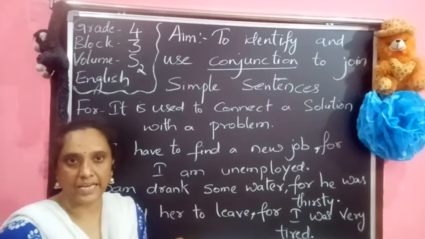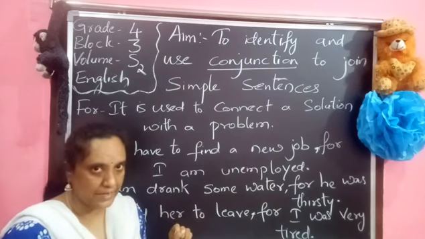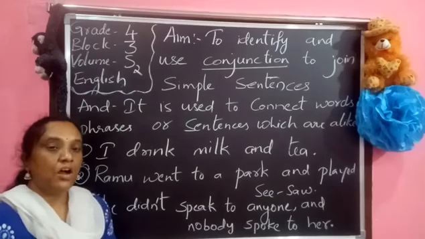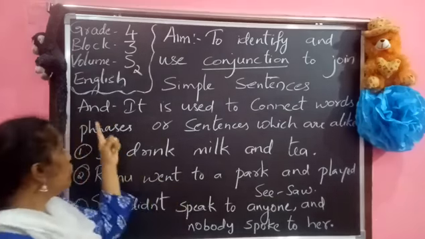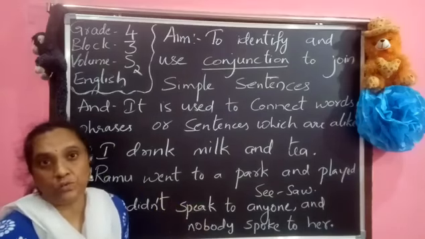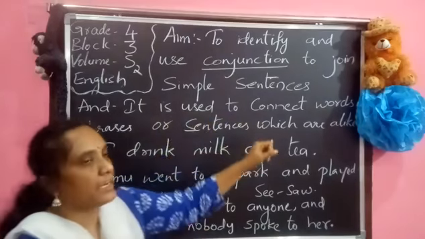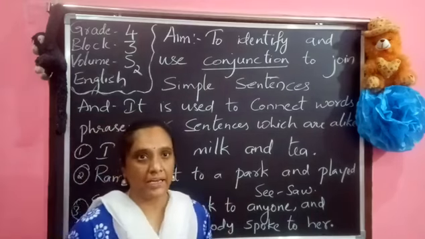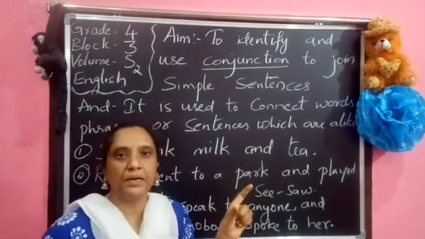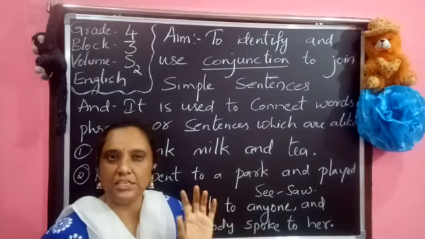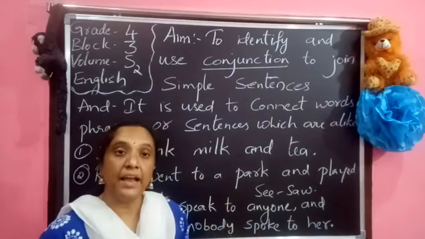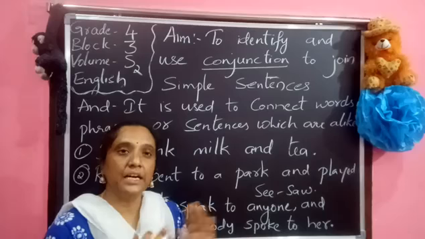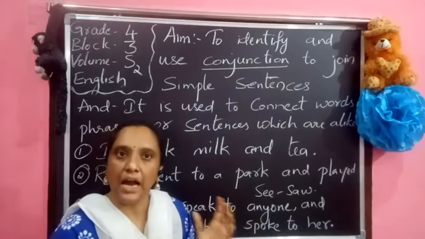Go with the next word, that is and. Now let us see and. So what is and used? Where do we use and? So and is used to connect the words, phrases or sentences which are alike, means same. When the same person is telling the sentences, and it is related to the same thing, then we can say that we use the connector and.